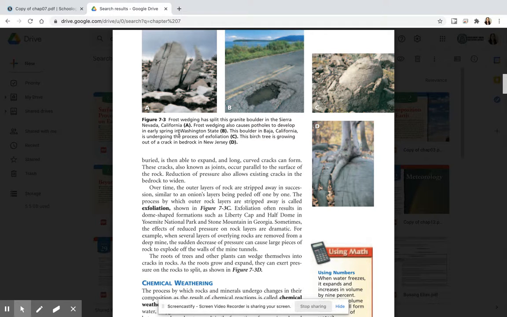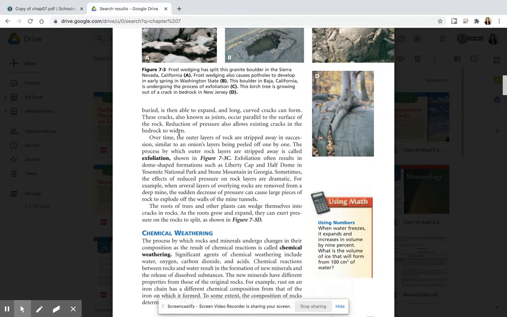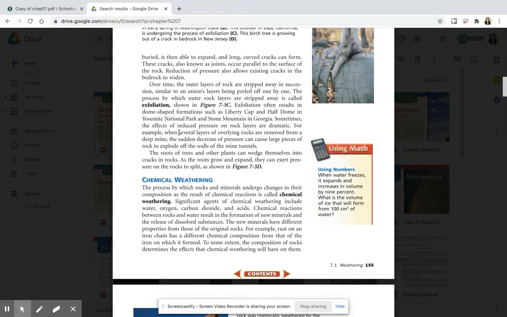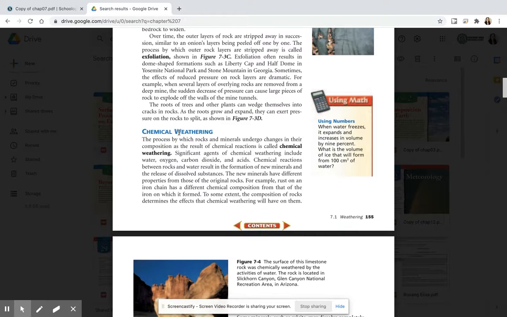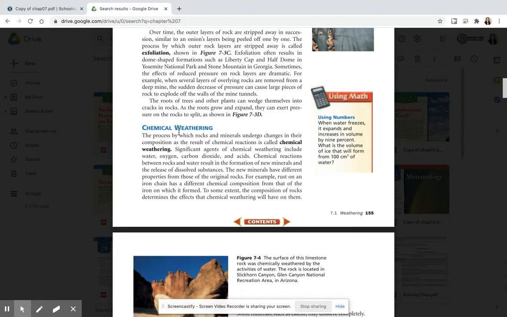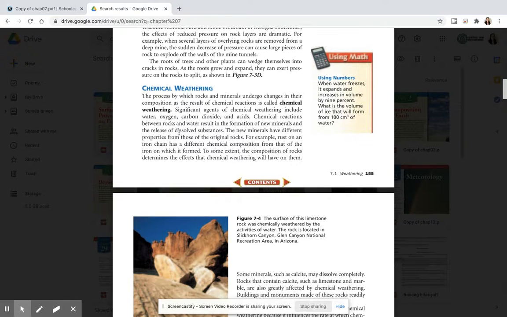Sometimes the effects of reduced pressure on rock layers are dramatic. For example, when several layers of overlying rocks are removed from a deep mine, the sudden decrease of pressure can cause large pieces of rock to explode off the walls of the mine tunnels. The roots of trees and other plants can wedge themselves into cracks in rocks. As the roots grow and expand, they can exert pressure on the rocks to split, as shown in Figure 7.3d.